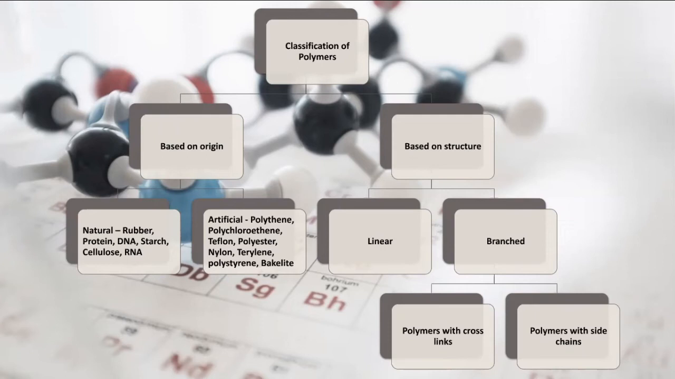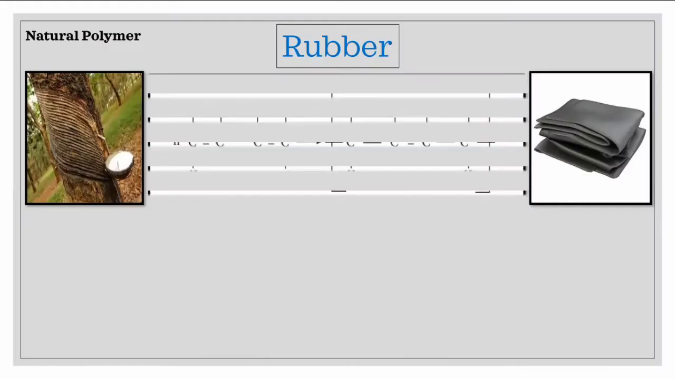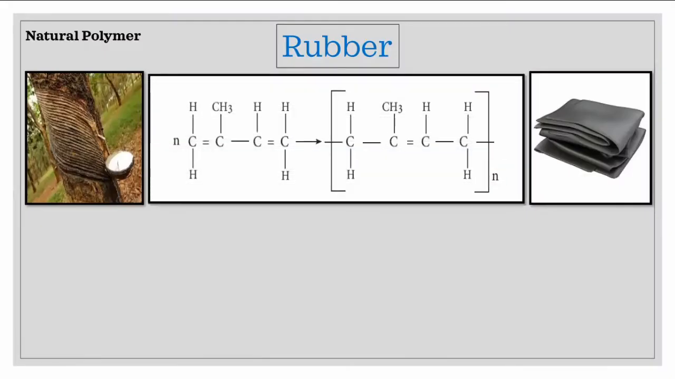Now let's look at natural polymers. The biomolecules that you learned in grade 10 are all natural polymers: proteins, DNA, starch, cellulose, and RNA. And rubber is also a natural polymer. There is synthetic rubber that is produced as well, but it has a different chemical structure. Rubber is a natural polymer, and this is the summary of the polymerization process.